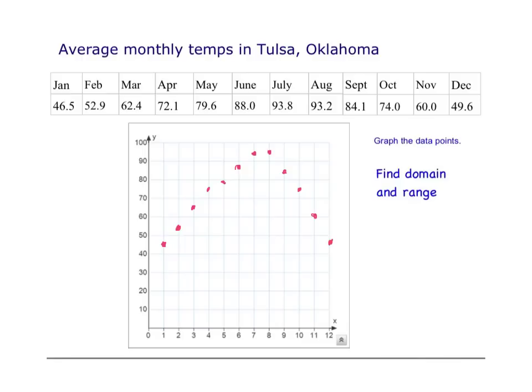And then we want to find the domain and range. Well, the domain, of course, is going to be the months. So we're going to be from 1 to 12, and we're going to include 1 and 12. And then the range looks like it's somewhere between 46.5 and, all the way up to July, which is 93.8. And so we've graphed the data points, and now we found the domain and the range.